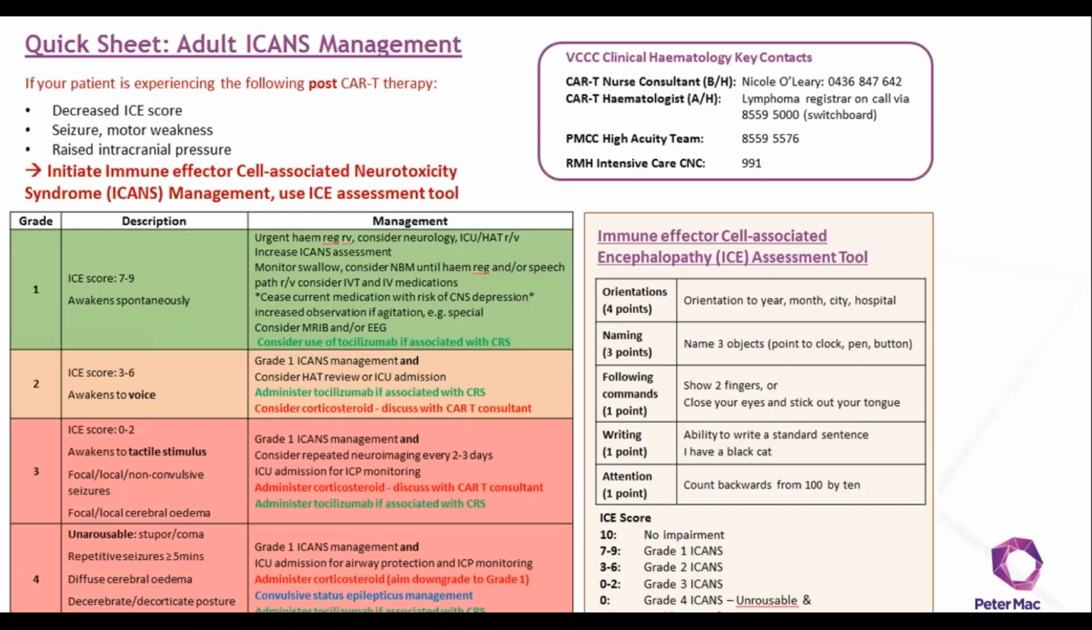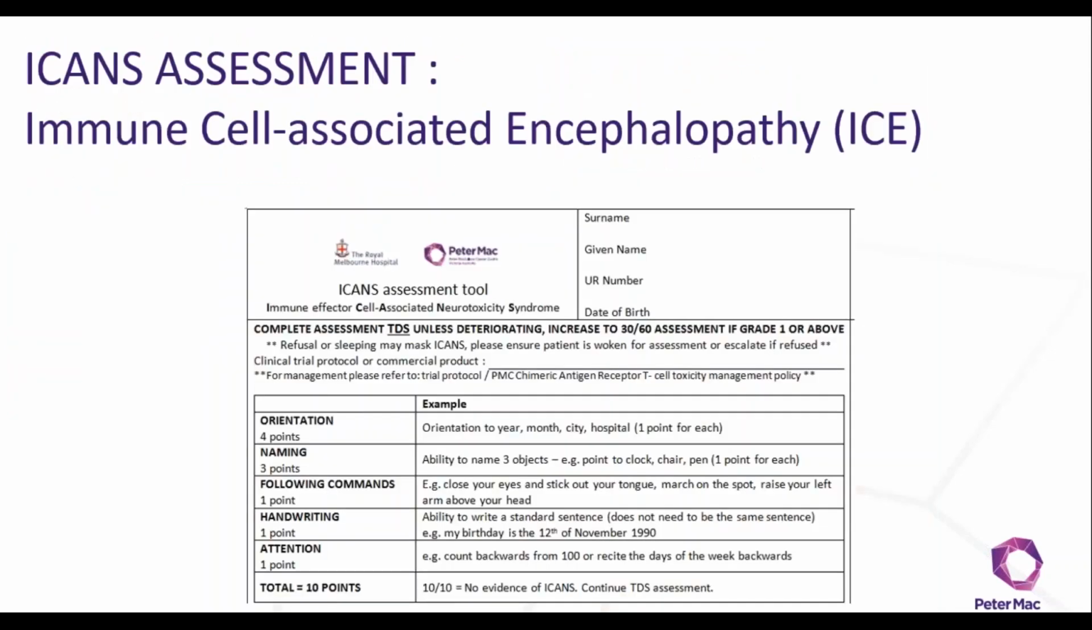So how do we manage these patients? That's a quick guide, which we'll talk through with this. There is part of that mini mental examination. So there has been an amendment essentially, and a patient gets an ICE grading, immune cell encephalopathy score.